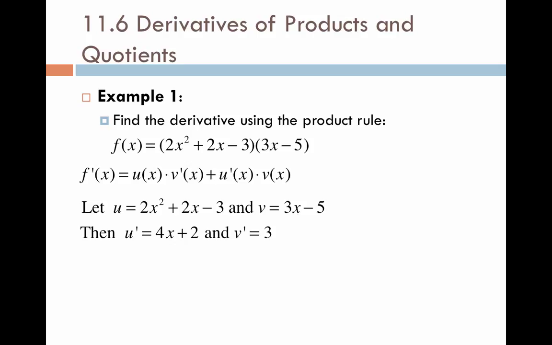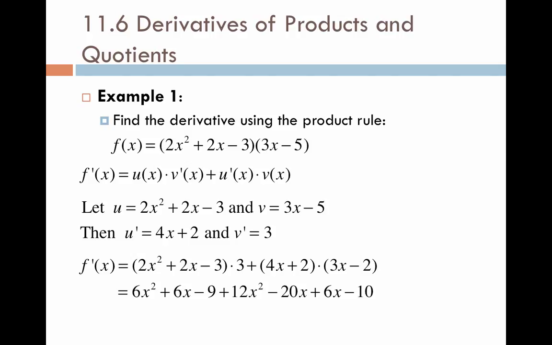Now that I have u, v, u prime, and v prime, I'm going to plug all those components into the formula. So this is u times v prime plus u prime times v. So we took the derivative, but we don't want to leave it like this. We want to simplify, clean this up a little bit. So you see how there's a 3 here? I'm going to distribute that through. And over here on the right, since I have a product, I'm going to FOIL that. So this is what I get after I distribute the 3 through and I FOIL the term on the right.